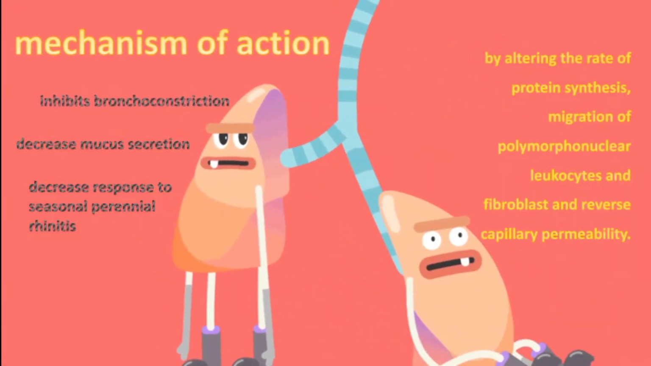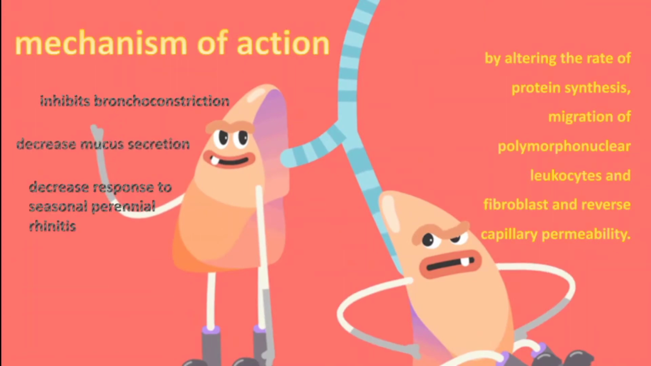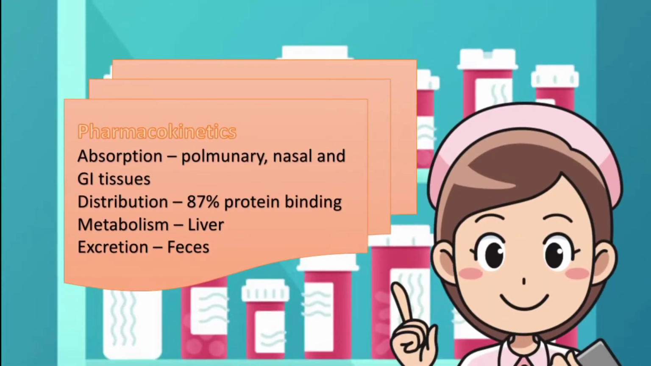Its mechanism of action is that it inhibits bronchoconstriction, decreases mucus secretion, and decreases response to seasonal and perennial rhinitis by altering the rate of protein synthesis, altering the rate of migration of polymorphonuclear leukocytes and fibroblasts, and reversing capillary permeability. It is absorbed from pulmonary, nasal, and GI tissues with 87% protein binding, metabolized in the liver, and eliminated in the feces.